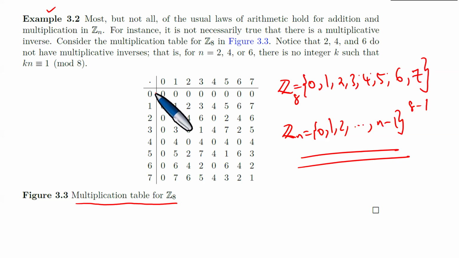Right, let's check. Now, if you look at the fact that we have 0 by 0, it's 0, 0 by 1, it's 0, 0 by 2, it's 0, 0 by 3, up to 0 by 7, it's 0. 1 by 0, it's 0, 1 by 1, it's 1, 1 by 2, and so on. And last but not least, you have 7 by 0, which is actually 0. 7 by 1, it's 7.